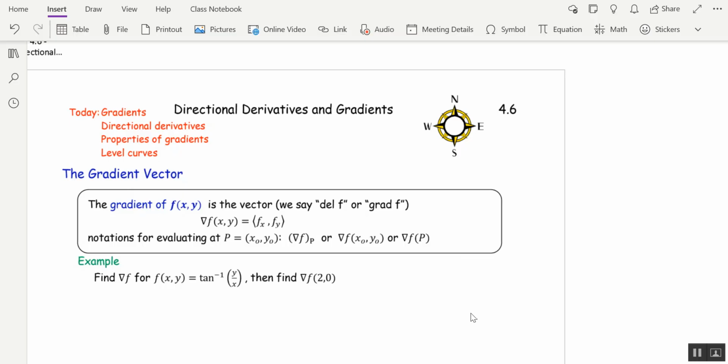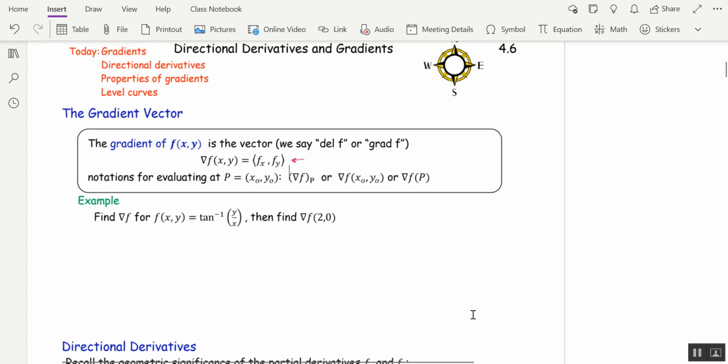Welcome to 4.6. Today we're going to talk about directional derivatives. So let's start with a review of the gradient vector. The gradient vector is the vector formed by taking the partial derivatives of f. And in this case, I have an example where f is a function of two variables. And so let's just do a quick example here.